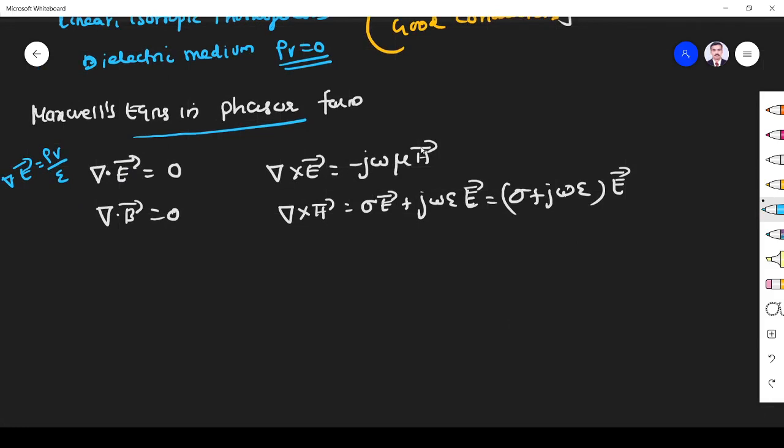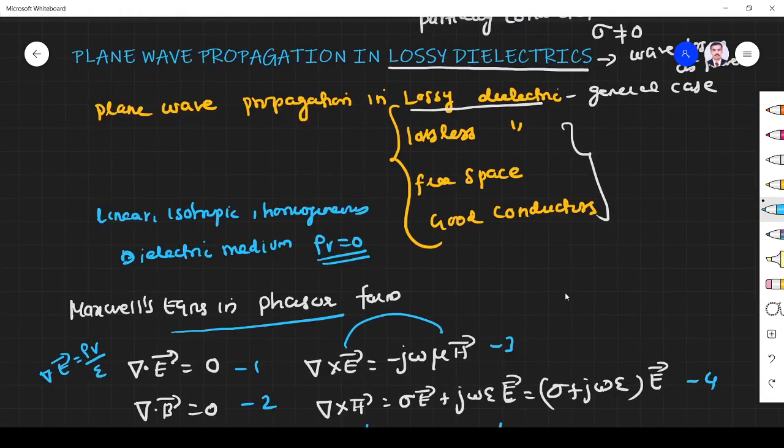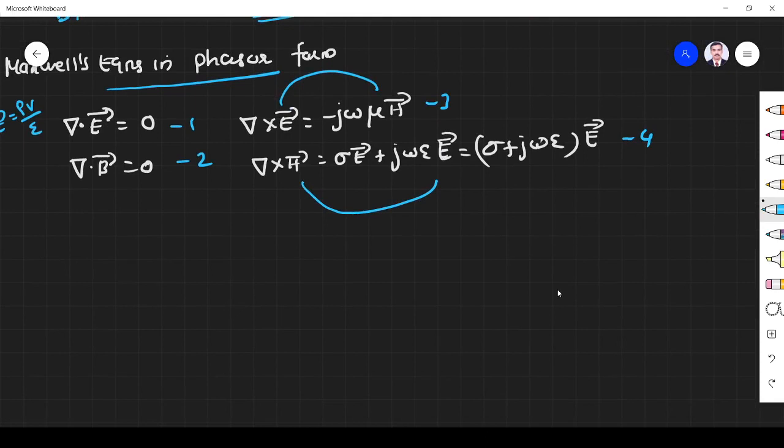Let us number these equations 1, 2, 3, 4. You see 3 and 4 are coupled equations. That means the electric field and magnetic field are coupled. In the same equation, we have two different fields. What I want is the individual fields. I want to know the nature of the electric field and the magnetic field when the wave propagates in a dielectric. So I want to decouple. In order to decouple, I take the curl of equation number 3 on both sides.